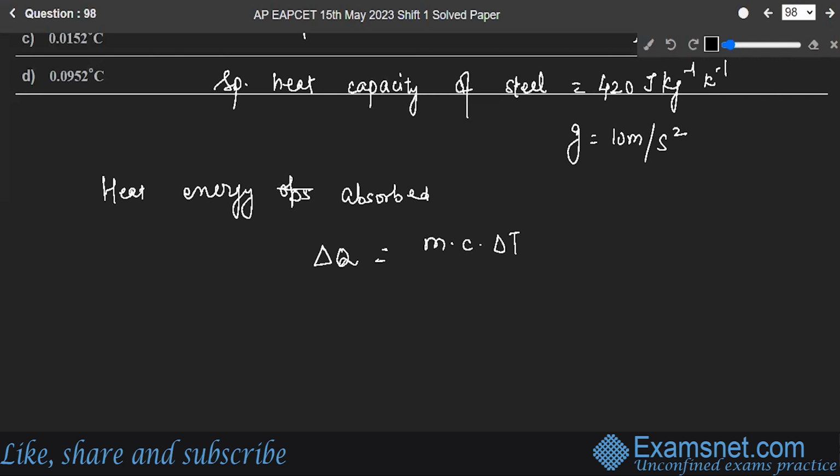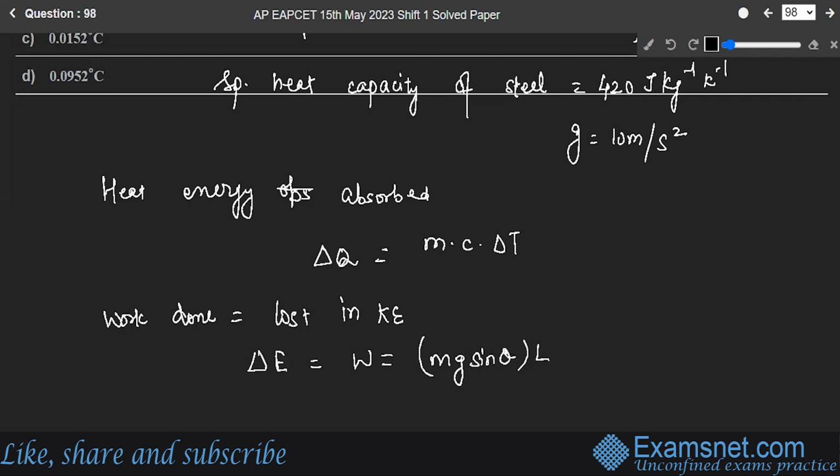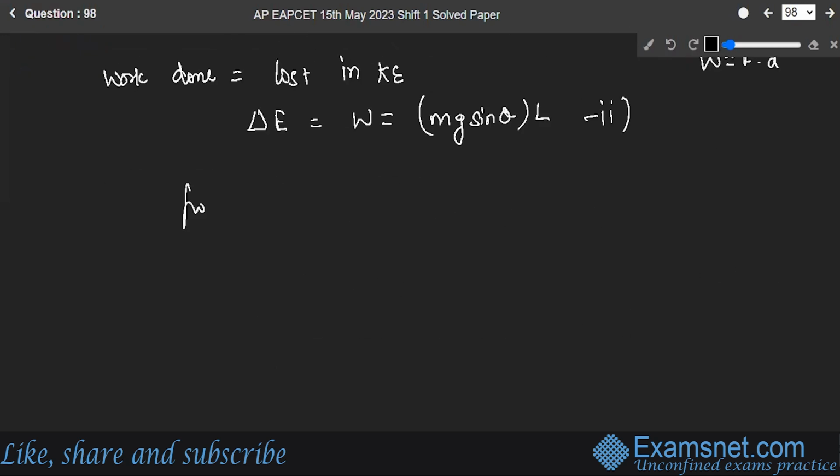Work done is equal to loss in kinetic energy. Work done is equal to loss in the kinetic energy, right? How much energy is lost? That is equal to the work done. So delta E is equal to work done, which is equal to mg sine theta multiplied by L. See, work is equal to force into displacement. So let's say this is equation 1 and this is equation 2. Work done is equal to a change in kinetic energy. That means from 1 and 2, you have these two as equal.